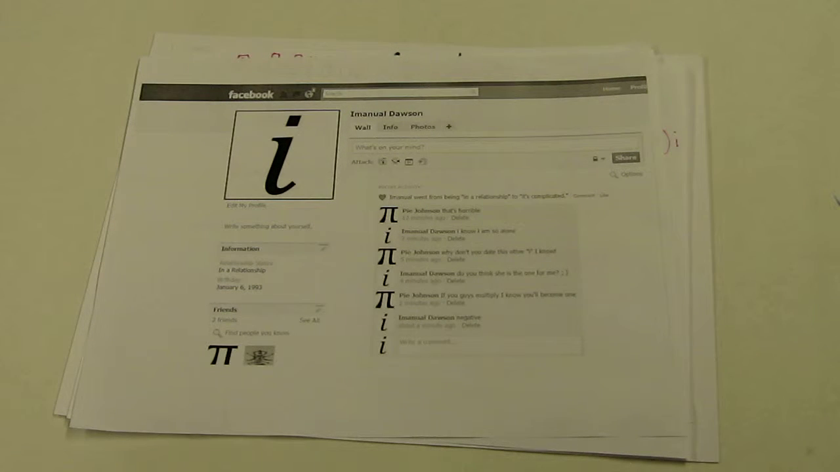Emmanuel went from being in a relationship to it's complicated. That's horrible. I know, I'm so alone. Why don't you date this other i? Do you think she's the one for me? If you guys multiply, i, you'll become one. Negative.